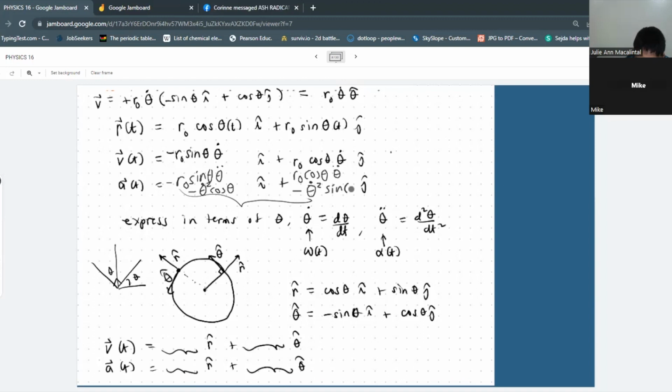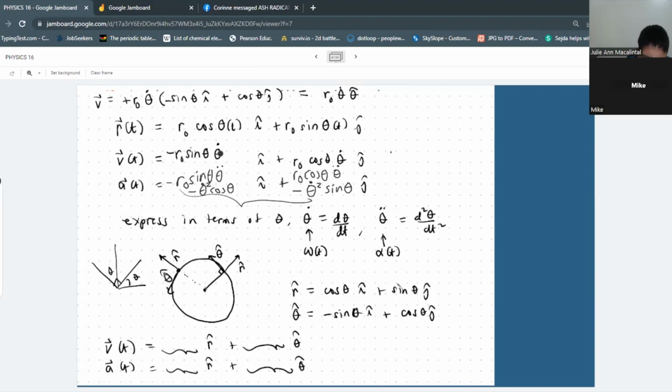Plus right, d left. Okay, and then separate the components into parallel and perpendicular to the circle. So look at r hat and theta hat. What makes up the components? So that is equal to something times r hat plus something times theta hat.